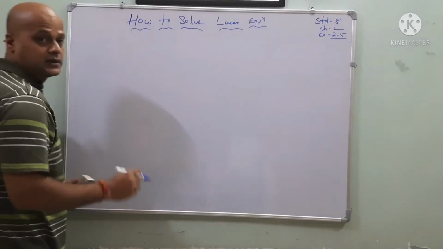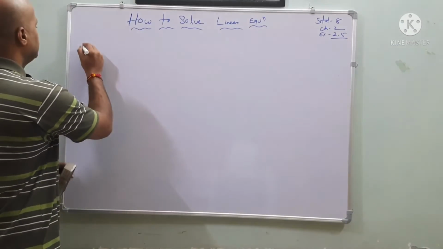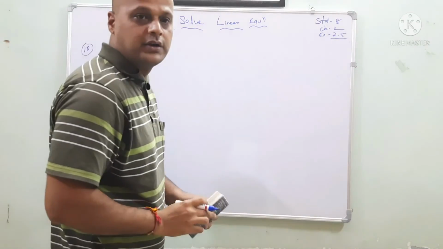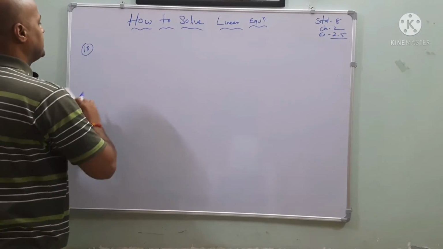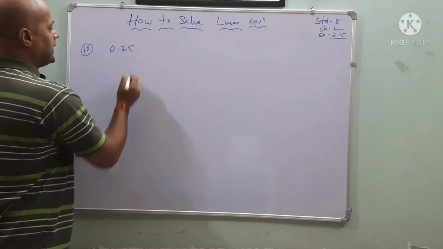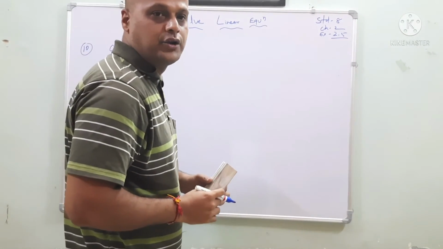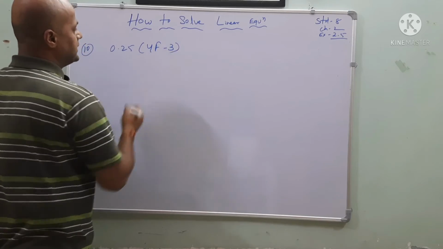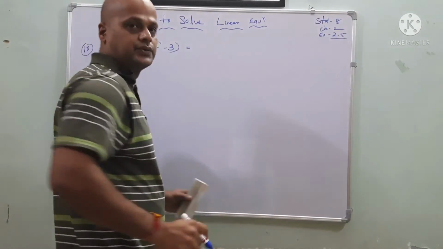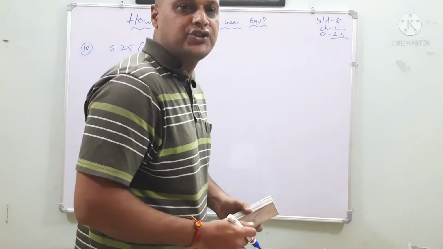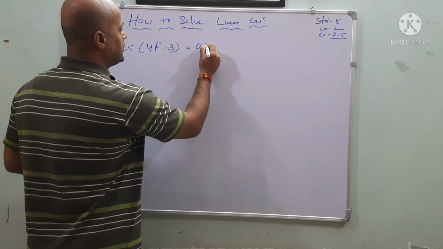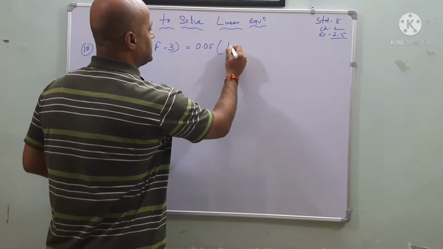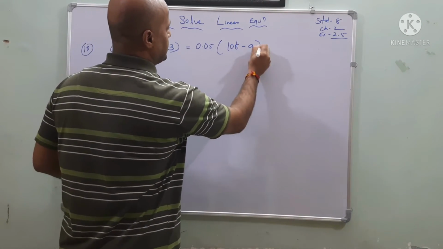Shall I go for the decimal one? Which one is it? The 10th one. Okay. 0.25 into 4f minus 3 is equal to what is given then? 0.05 into 10f minus 9.